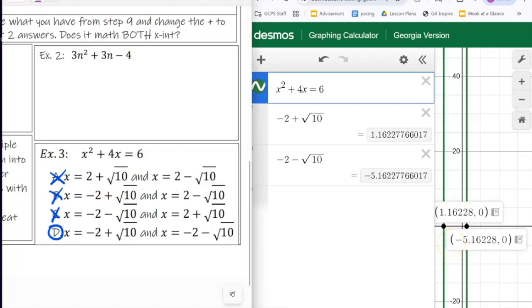So again, if they give you multiple choice, you're putting in the question, you're putting the answer choices, clicking on the x-intercepts to make sure that it matches. Let's practice.